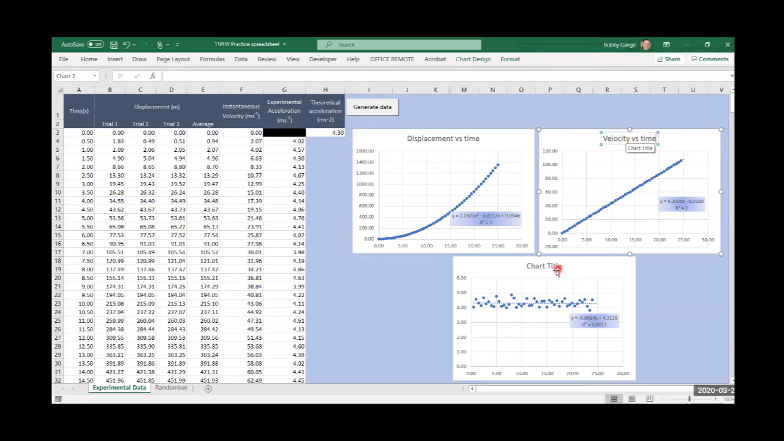And last but not least, what's this one? Acceleration. Acceleration over time. Yeah. Okay.